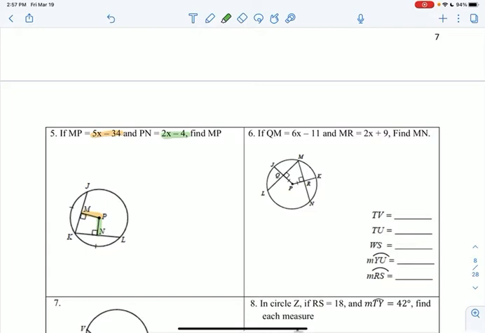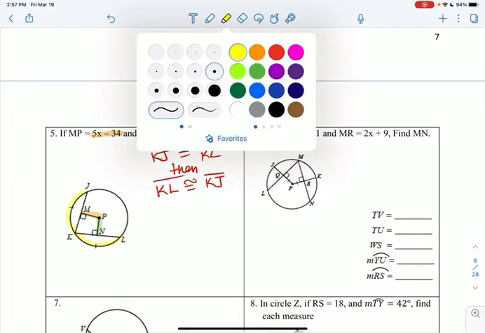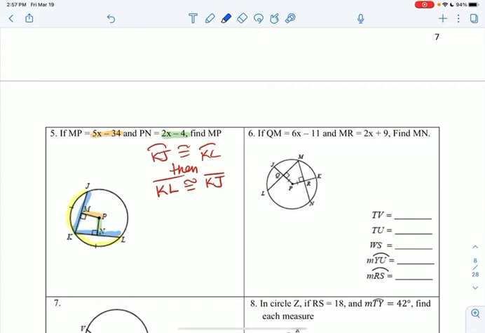Well, here's the deal. Look at your picture. These arcs are congruent. So arc KJ is congruent to arc KL. If the arcs are congruent, then that means chord KL is congruent to chord KJ. So if the arcs are congruent, then the chords are congruent. And if the chords are congruent, then that means they have to be the same distance from the center of the circle. So then that means MP is congruent to PN.